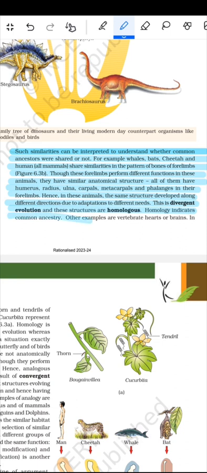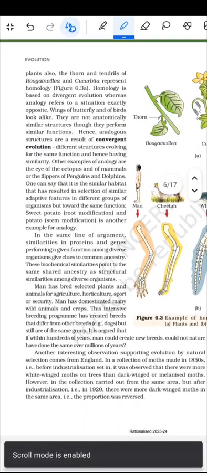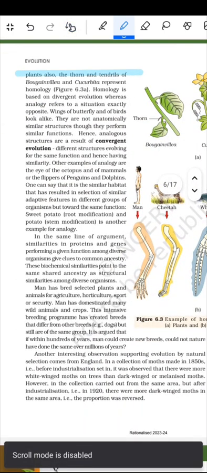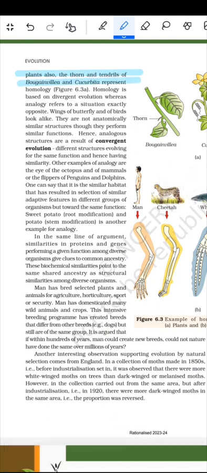Homology indicates common ancestry. Other examples are the vertebrate heart or the brain. In plants also, the thorns and the tendrils of bougainvillea and cucurbita represent the homology. Homology is based on divergent evolution, whereas analogy refers to the situation exactly opposite.